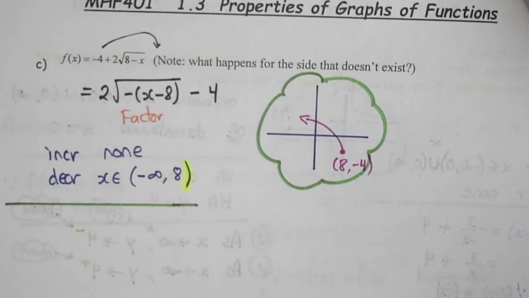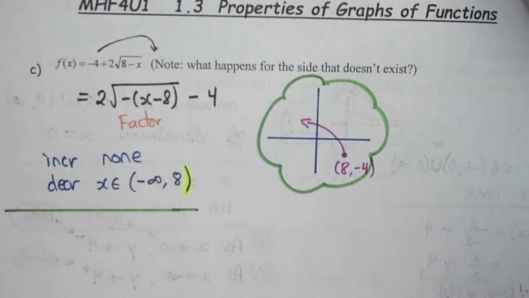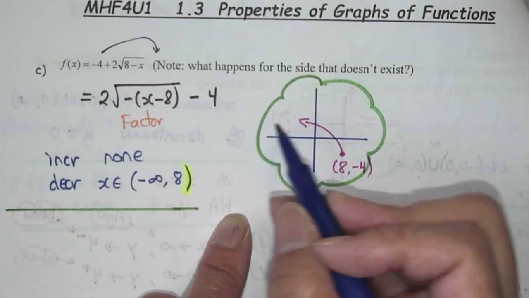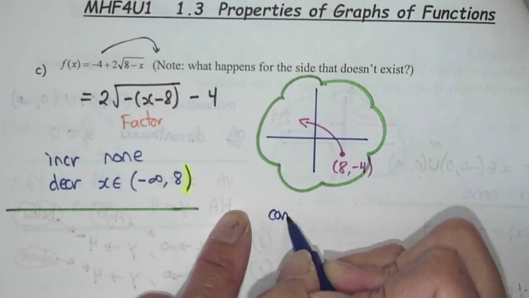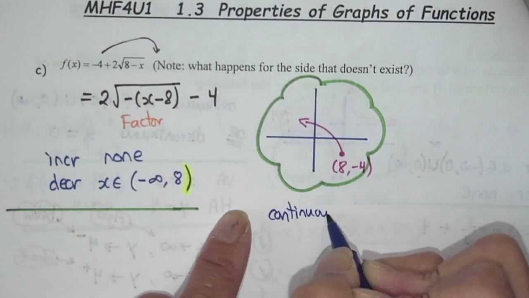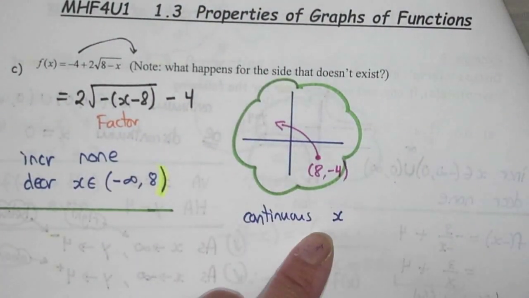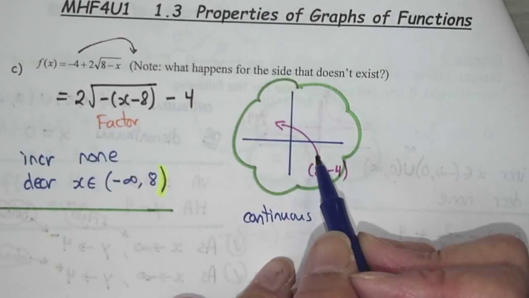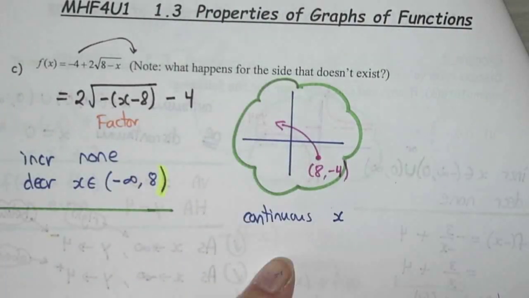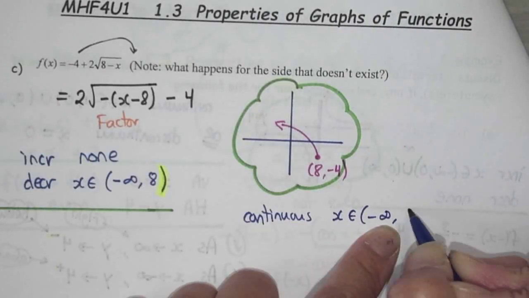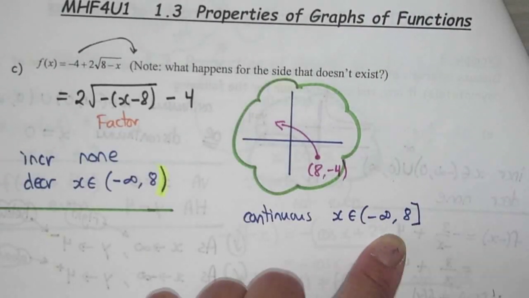And we're going to do the, what was the other part of the question? Odd, even, neither, continuity, and asymptotes. So continuity, so this graph here, it's going to be continuous. Where is it continuous? It's continuous everywhere to the left of 8. So it is continuous from negative infinity all the way to 8, square bracket on the 8.